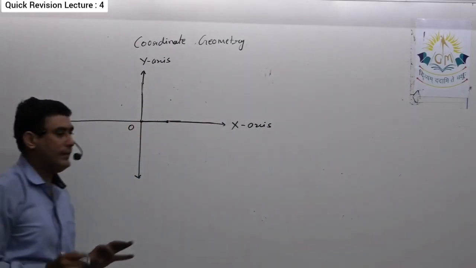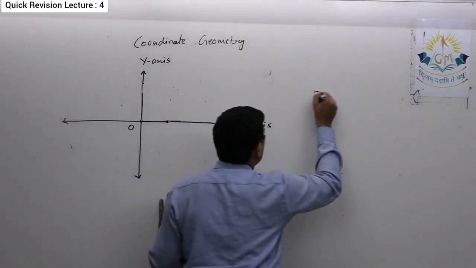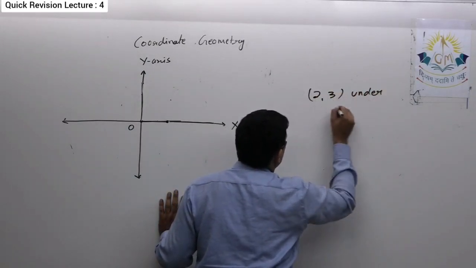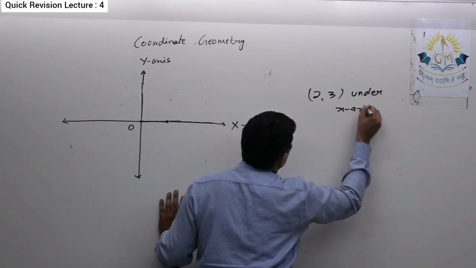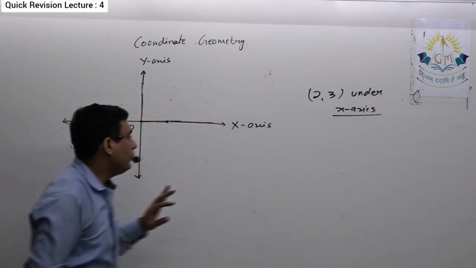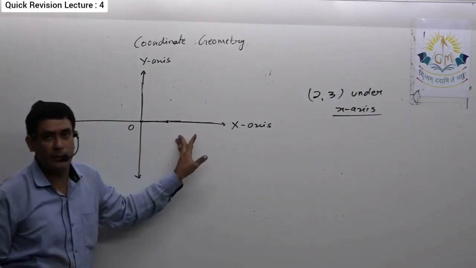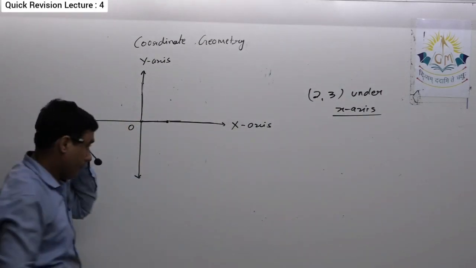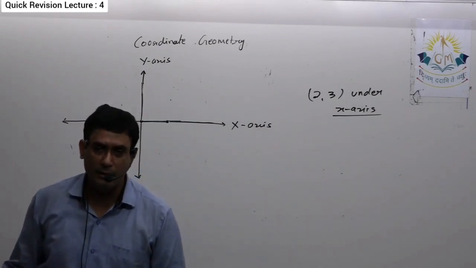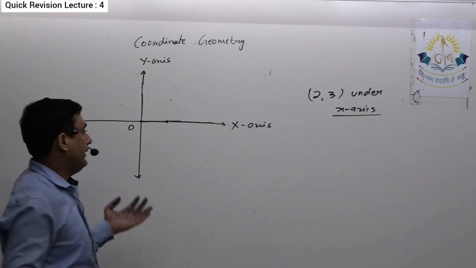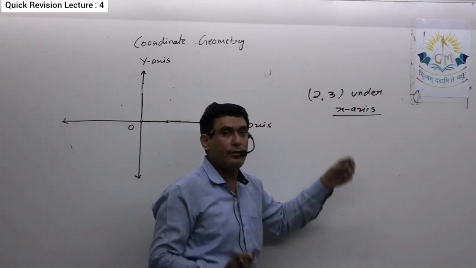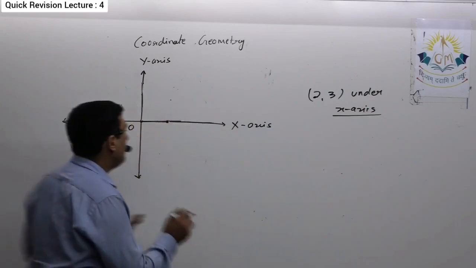Suppose we have to find the image of (2, 3) under the x-axis. First of all, try to understand what is the meaning of under x-axis. Under x-axis means you have to consider the x-axis as the mirror. Whenever we have to find an image, we can find it only if the mirror is there, isn't it? So when it is given to find the image of any point under the x-axis, it means you have to consider the x-axis as the mirror.